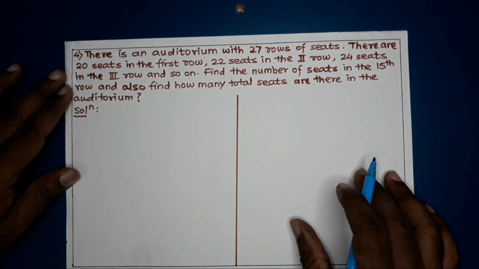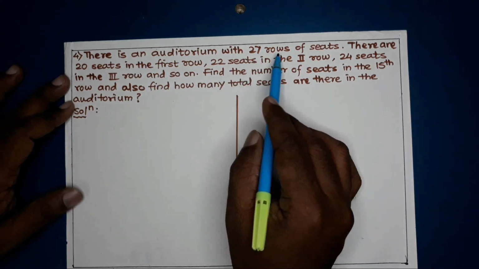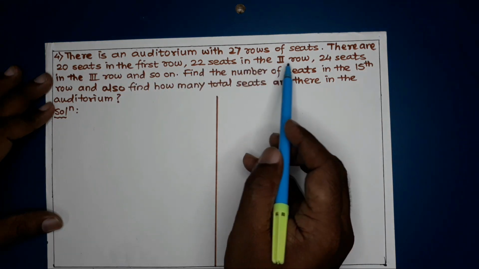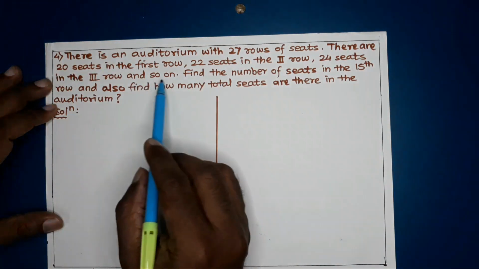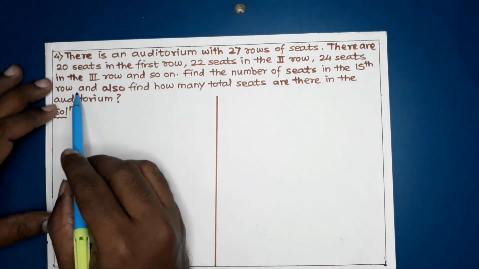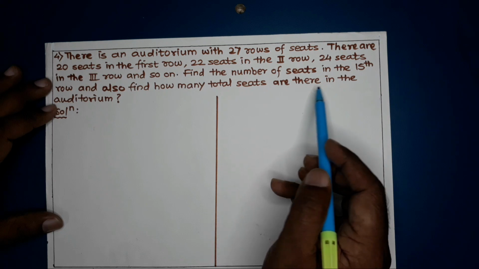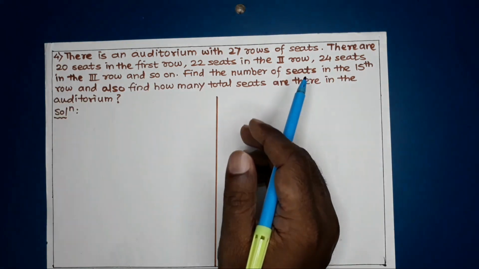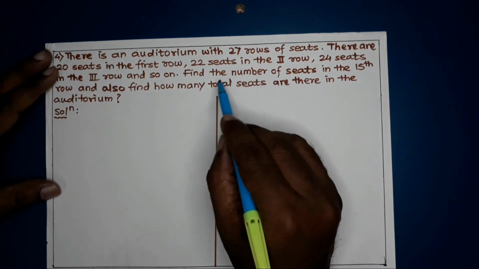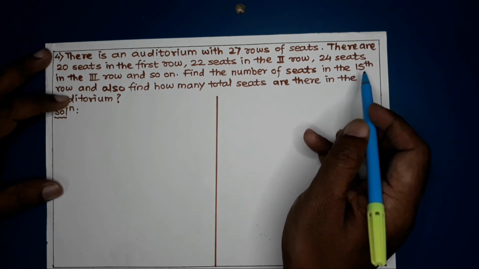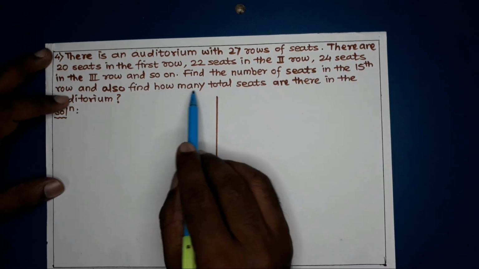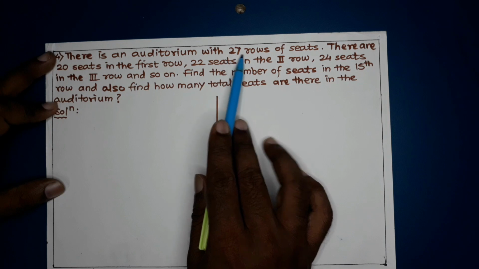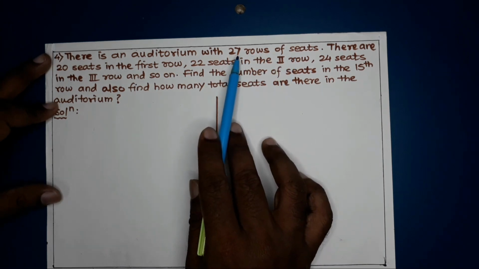Now let's solve problem number 4. There is an auditorium with 27 rows of seats. There are 20 seats in the first row, 22 seats in the second row, 24 seats in the third row, and so on. Find the number of seats in the 15th row and also find how many total seats are there in the auditorium. This is an important problem as we have to find Tn and Sn both in this one problem. The number of seats in the 15th row means we have to find T15, and how many total seats are there in the auditorium means we have to find all the total seats in 27 rows. So we have to find here S27.